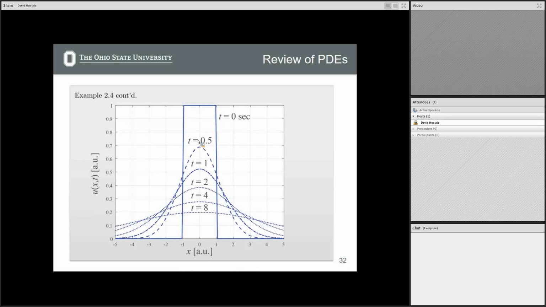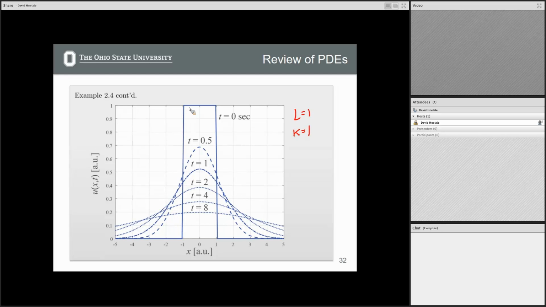We can now take a look at what this looks like. I just plotted this for the case of L equal to 1, K equal to 1. We knew that the initial condition was that u of x and t is equal to 1 between negative L and L. So this is between -1 and 1 if we set L equal to 1. So we see that this satisfies the initial condition.